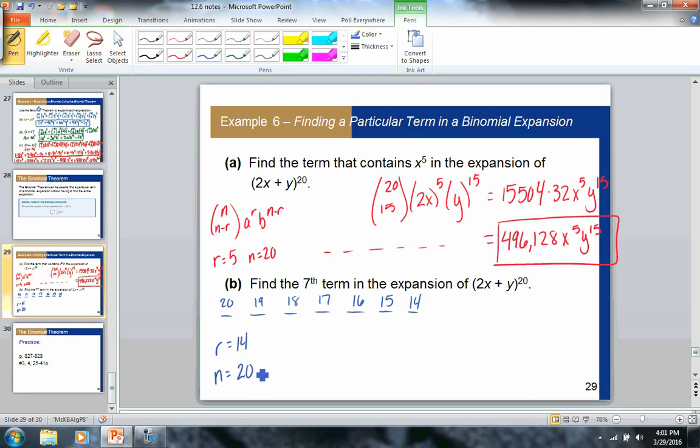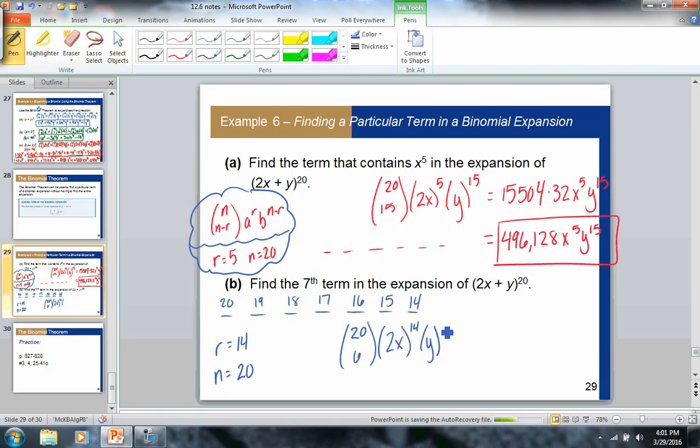Okay, so now I have all the information that I need to start plugging it into our formula. Oops, that actually wasn't part of our formula. So I'm going to have 20 again, and I'm going to do n minus r, so that's going to be 6. So I'm going to have 20 combination 6. And then I want 2x to be to the 14th power this time, so that's going to be a big number. And then I'm going to have y, and this will be to the 6th power because 14 plus 6 has to equal 20. Okay, so notice that our binomial expansion was the same here for both of these examples.